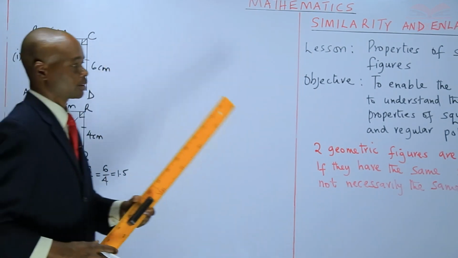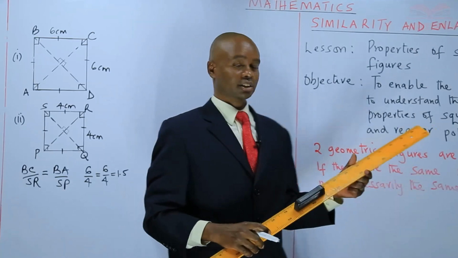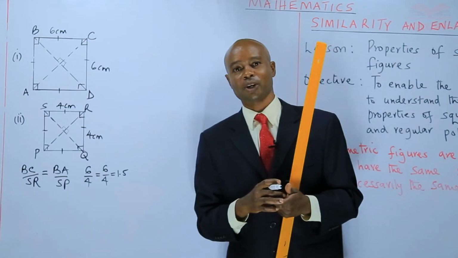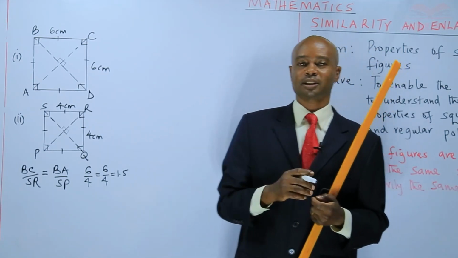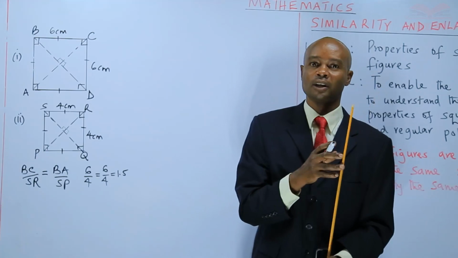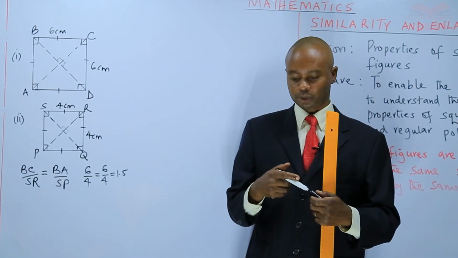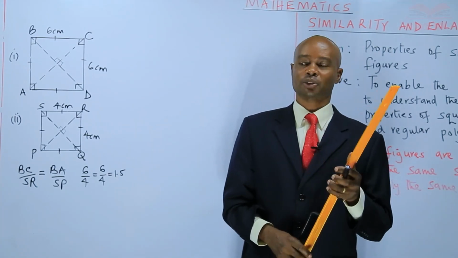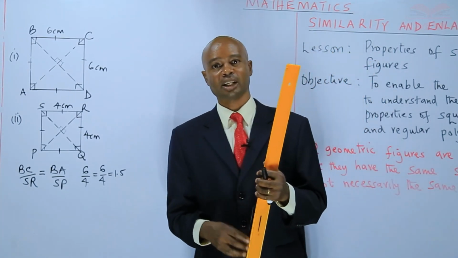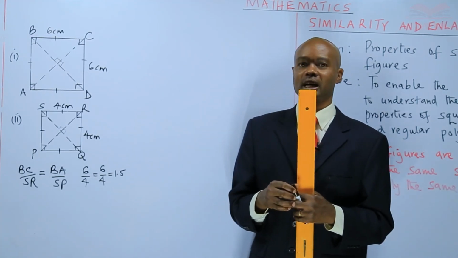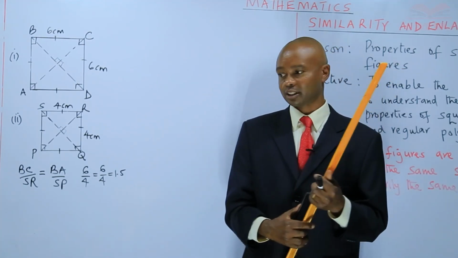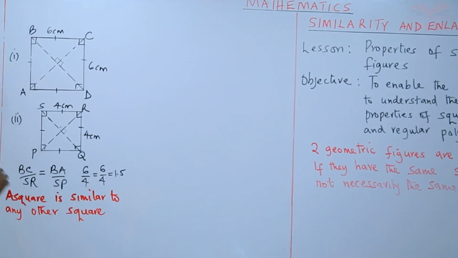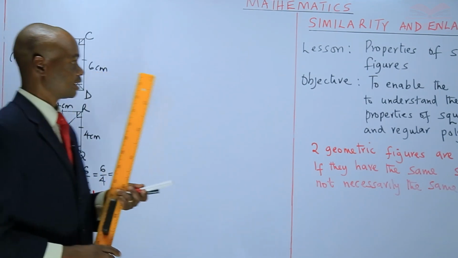So there is something we come to get. A square is similar to any other square. A square of 3 centimeters is similar to a square of 1,000 centimeters. A square is similar to any other square, irrespective of the size.